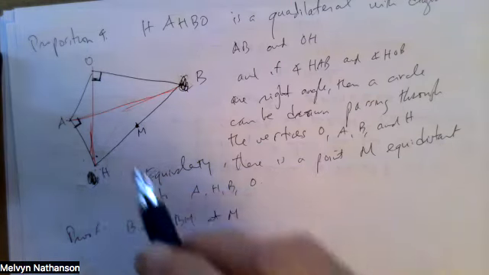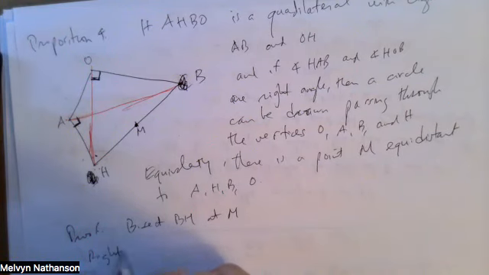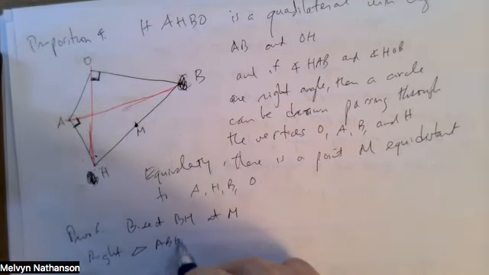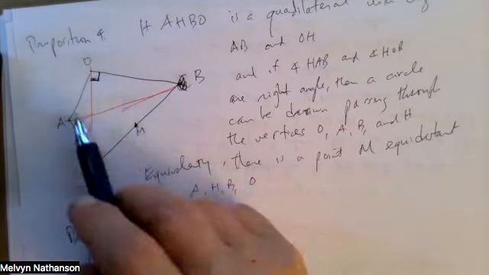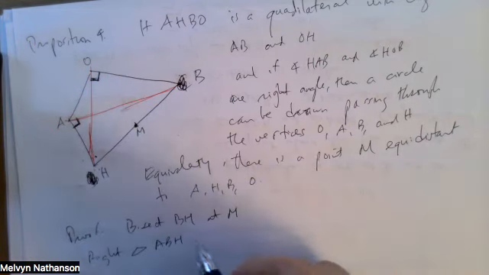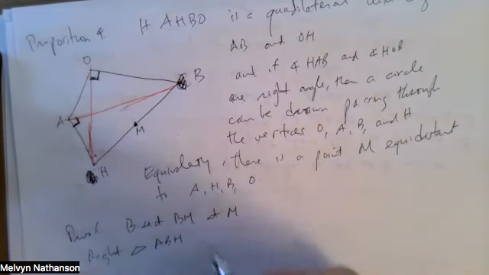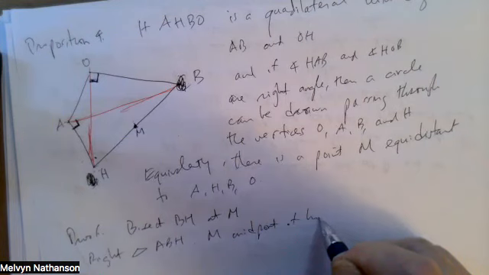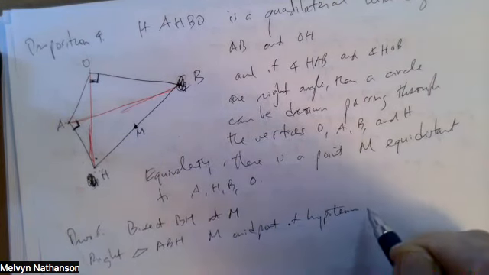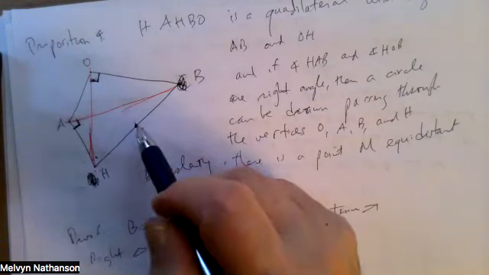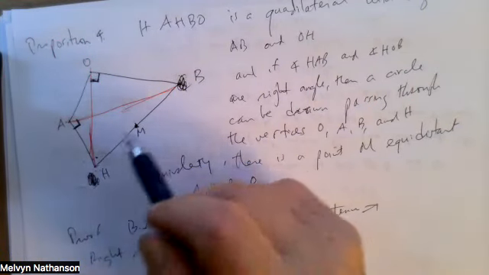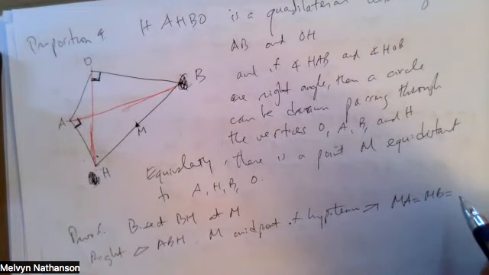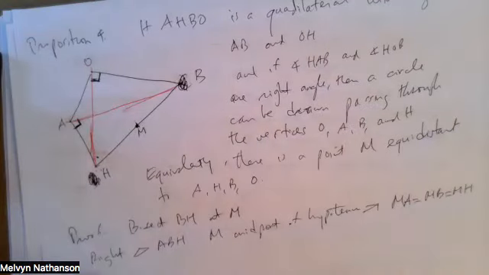Now we have a right triangle ABH. M is the midpoint of the hypotenuse. That's a right triangle, M is the midpoint of the hypotenuse, which implies M is equidistant to the vertices of that right triangle. So the distance from M to A is the same as the distance from M to B and M to H.